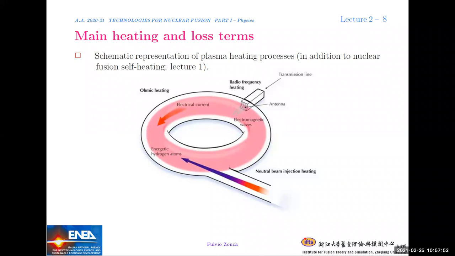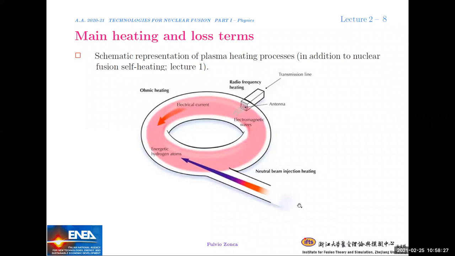Another very efficient scheme is doing the same with electrons, so with the electron cyclotron frequency. But the frequency of course is larger, because the electrons are, as we said yesterday, more than 1,000 times lighter, and therefore the cyclotron frequency goes up. And the electron cyclotron resonance is also being used for heating up the plasma in DTT. So this is about the radio frequency heating.